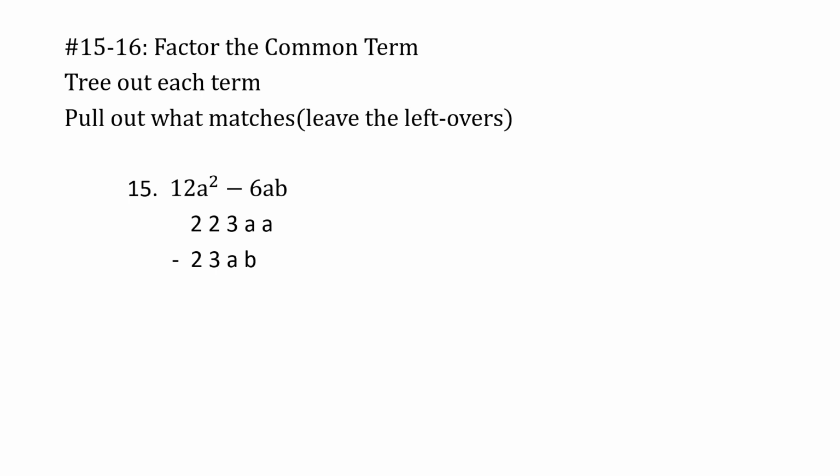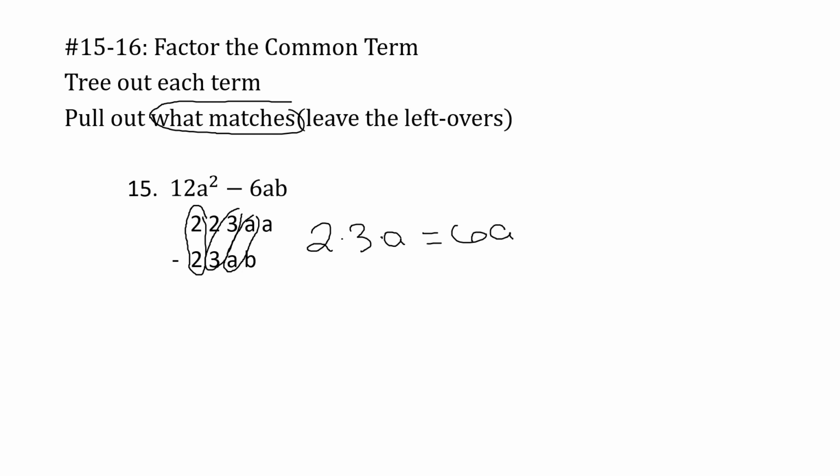So what I'm going to do is circle in every term here what matches. I have a 2 that matches, I have a 3 that matches, and I have an a that matches. I have a 2, I have a 3, and I have an a. If I were to have 3 terms here, then all 3 terms would have to have that. And this becomes 6a. Whenever you have 2 sets of something, they multiply together. That is what I'm going to pull out of each term. Then I'm going to look and see what I have left over.